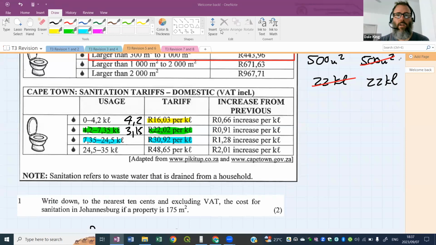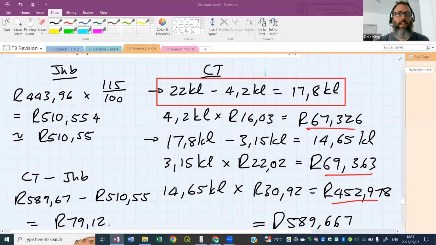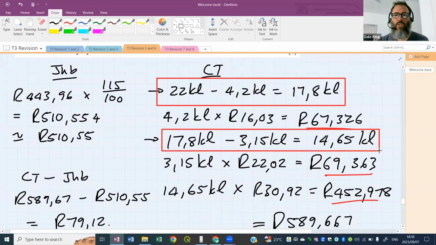Well, there we go. So I'm not going to go through the third bracket, so I'm just worried about the first two. My minusing here is keeping track of how much water I'm taking out for each bracket. You can see here, this 4.2 was charged at 16 Rand 3 at that point. This 3.15 was charged at 22 Rand and 2 cents at that point. After that, we didn't have to worry because we ended in the third bracket. All the rest of the water will be charged at this final 30 Rand 92.